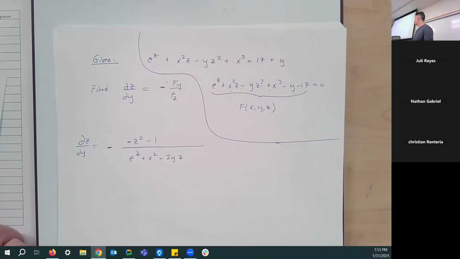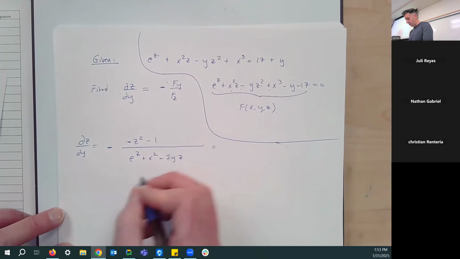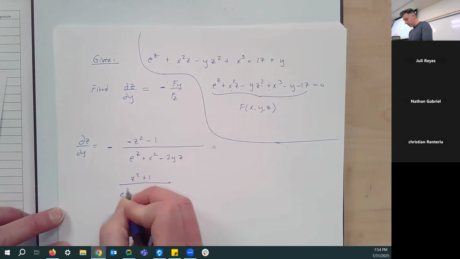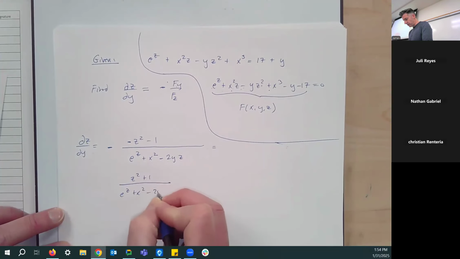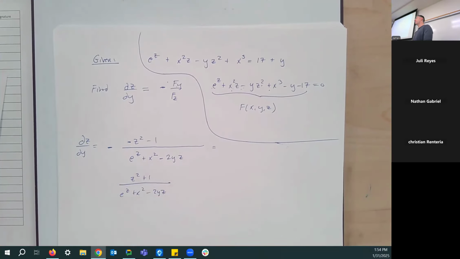And I don't think you need to distribute the minus sign to get to the top or the bottom, but if you really wanted to, you could distribute it to the top and say you have positive z squared plus 1 all divided by e to the z plus x squared minus 2yz. But I really, really, really don't think you should do that.